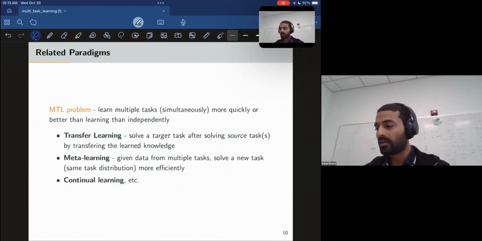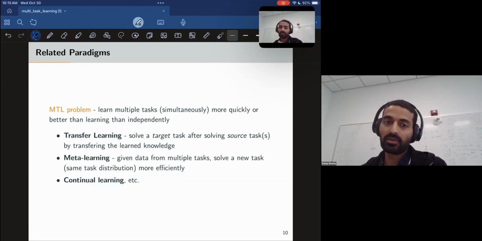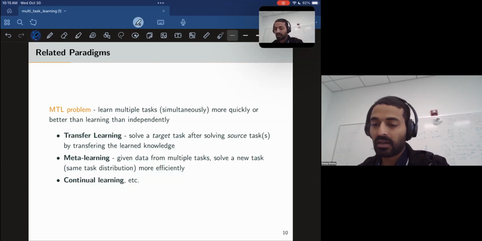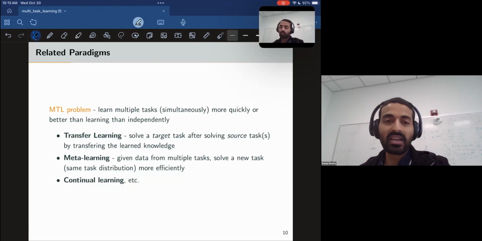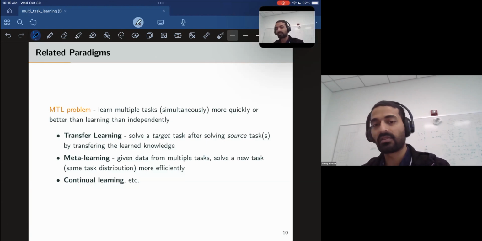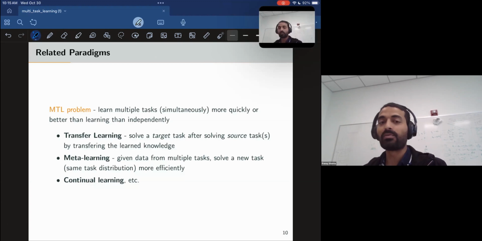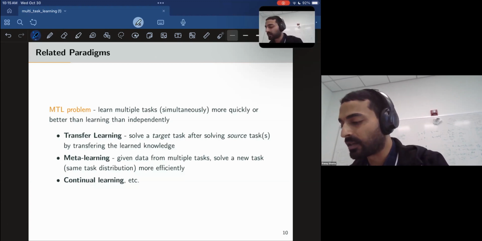I want to differentiate multitask learning from some of the related paradigms which have come up over the years. I won't discuss them in a very nuanced discussion, as the boundaries between these paradigms get quite blurred. But for the purpose of this talk, we'll only look at the most basic definitions of these paradigms and then move on to multitask learning.